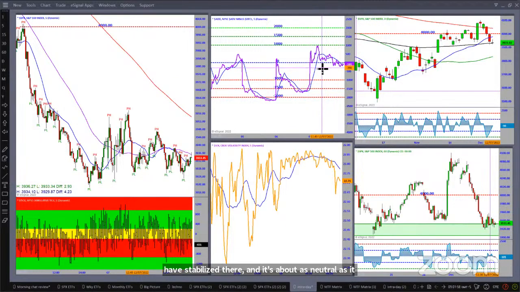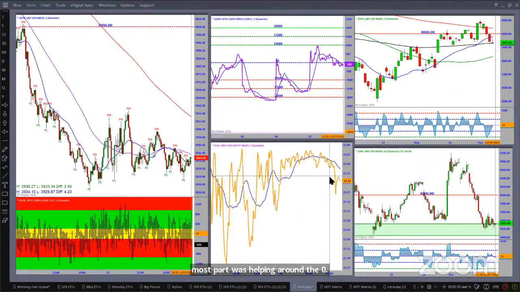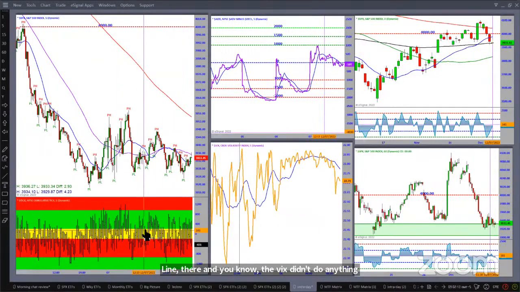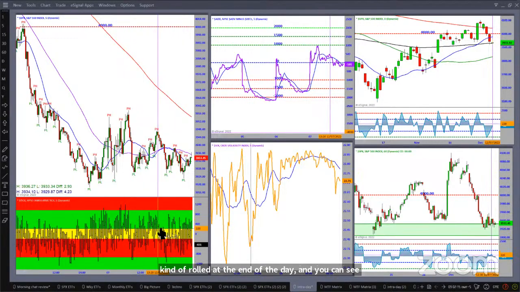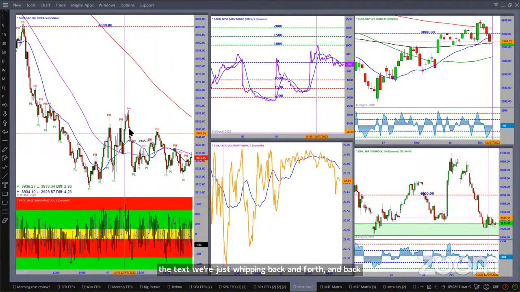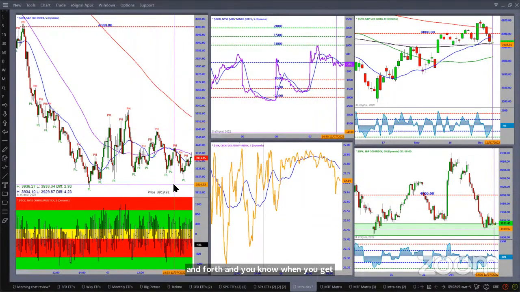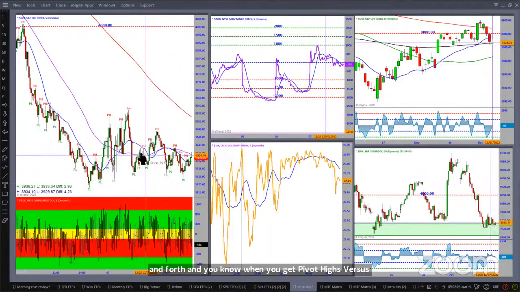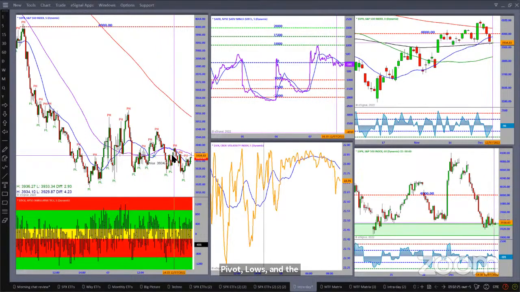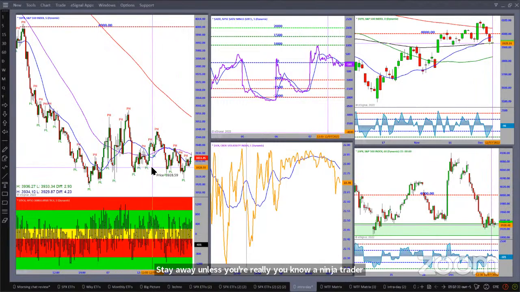Just got the AD line here, was just hovering around zero there, kind of whipped around a bit, but for the most part was hovering around the zero line there. And the VIX didn't do anything, kind of rolled at the end of the day. And you can see the ticks were just whipping back and forth. And when you get pivot highs versus pivot lows, and they're relatively close together, and the moving averages are intertwined in the prices, stay away. Unless you're really a ninja trader, to whip in and out of there.